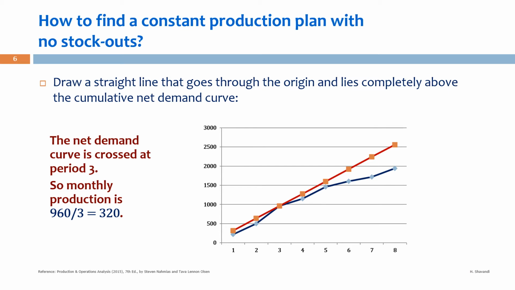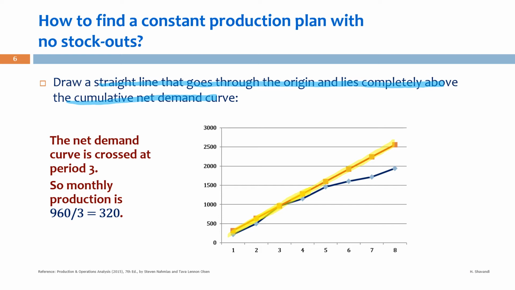So in order to find a feasible solution here with no stock out situation, we just need to draw a straight line that goes through the origin and lies completely above the cumulative net demand curve. So to do so, we need to have this. As you see here, let me show with a different color. As you see here, it touches month 3, which is somehow our bottleneck here, and then goes straight here.